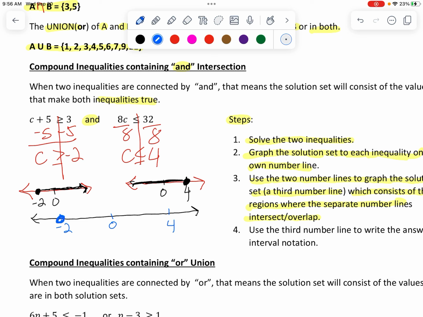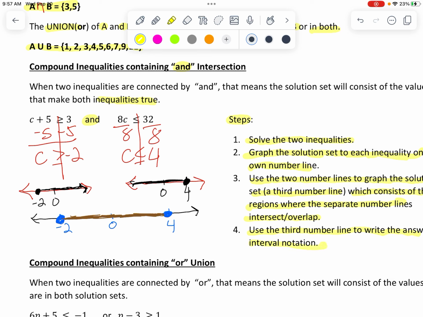This is closed, and this is closed because it's equal to. So then all you do is fill in the values that are in the middle to show that your solution could be any value from -2 to +4. And now all we have to do is write that in interval notation. That would be our last step.